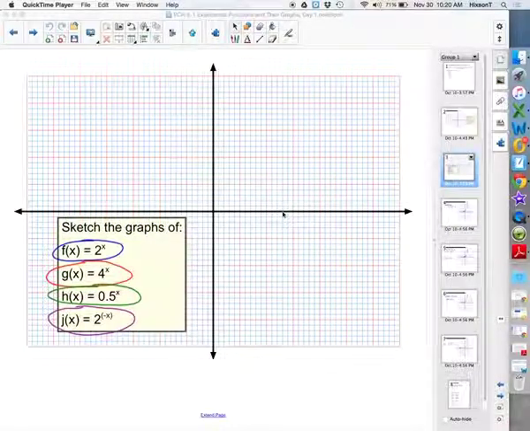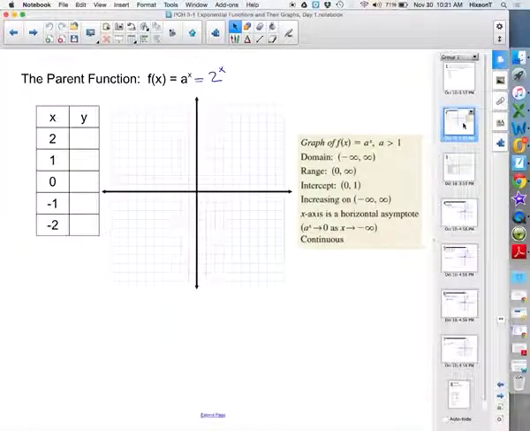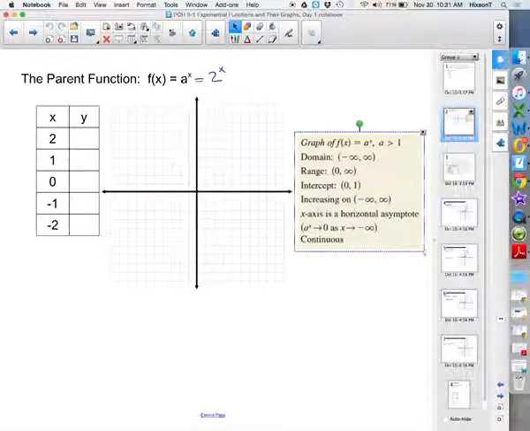Alright, so we started looking at exponential functions on the Thursday before break, and I just want to real quickly look through a few of these. Remember we said that exponential functions don't have one set parent function, and the reason is because, as you can see right here, it's a to the x, and a can be a lot of different things.